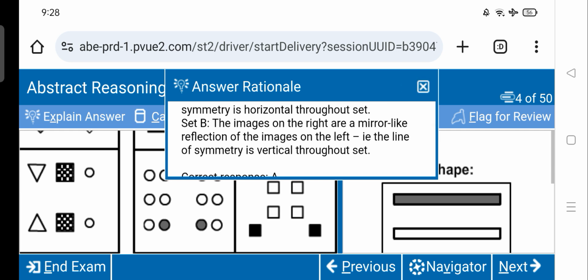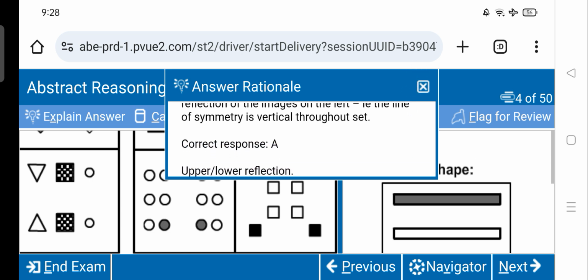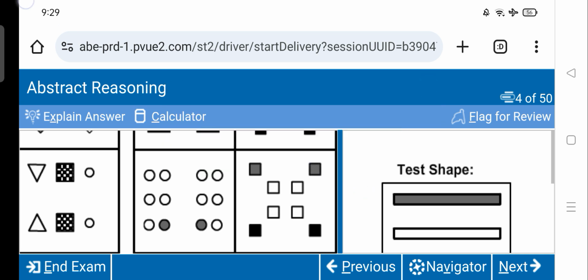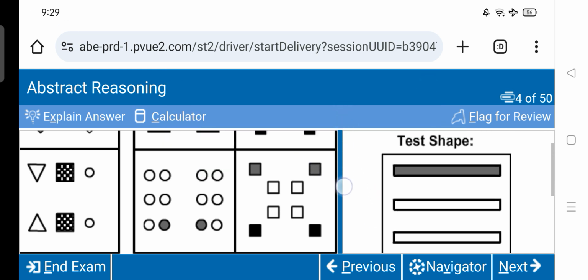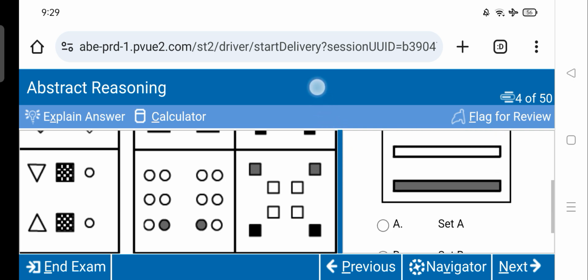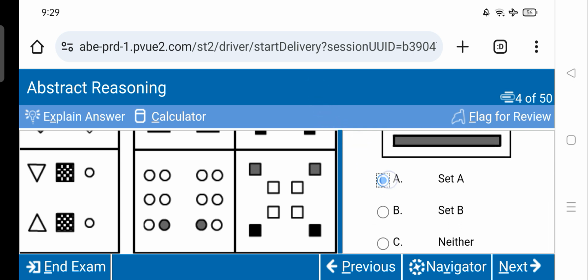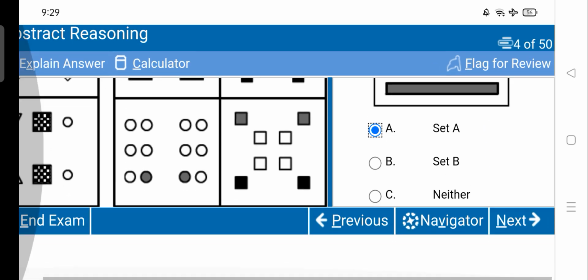Set B, the images on the right are a mirror-like reflection of the images on the left. That is, the line of symmetry is vertical throughout the set. So the correct response is option A, that is upper lower reflection. Here we have this test shape, which is the upper and lower reflection of shapes. So that's why we can say option A is the correct option.